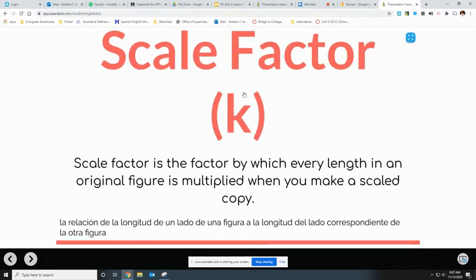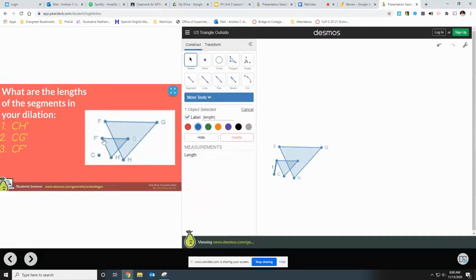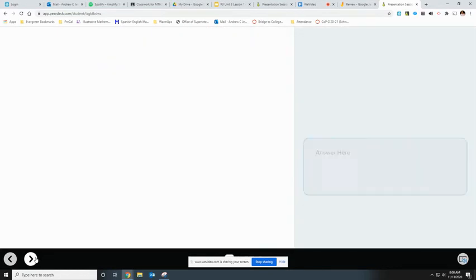All right, so this brings us to our definition. Now, scale factor is the factor by which every length in an original figure is multiplied when you make a scaled copy. Now, this definition is going to change just a little bit as we get further and further into the unit. But for right now, you can get the idea of applying a scale factor to this distance. Like this distance from C to F is 2. And I applied a scale factor of 0.5 to it, so 2 times 0.5 is 1. So you can see how this works.